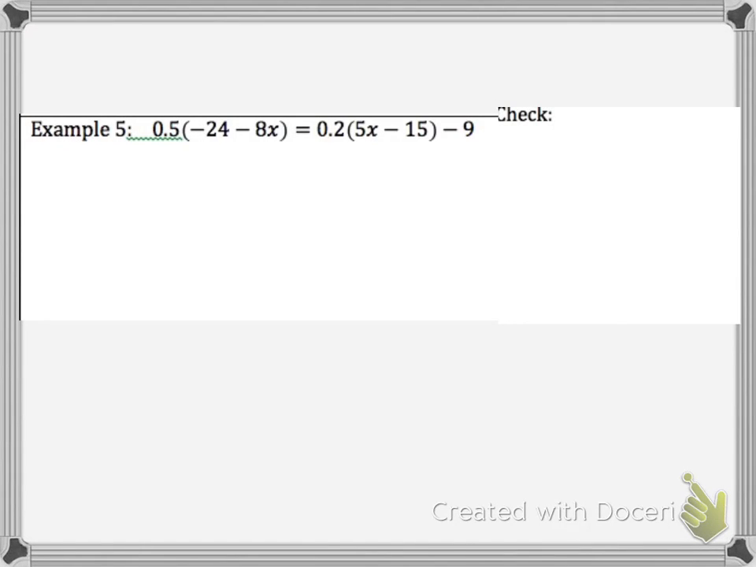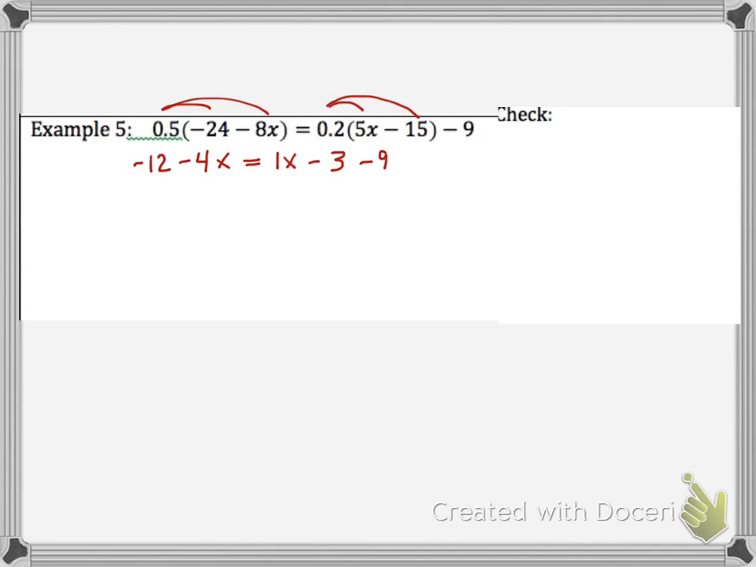All right, for example 5, again, looking at eliminating groupings, so we have some distributive to take care of, and if you want to change that subtraction first, that's fine too. We multiply 0.5 times negative 24, we're going to get negative 12, and then that's going to be minus 4x, and distributing over here, 0.2 times 5x just gives us 1x, or x, minus 3, and then minus 9.